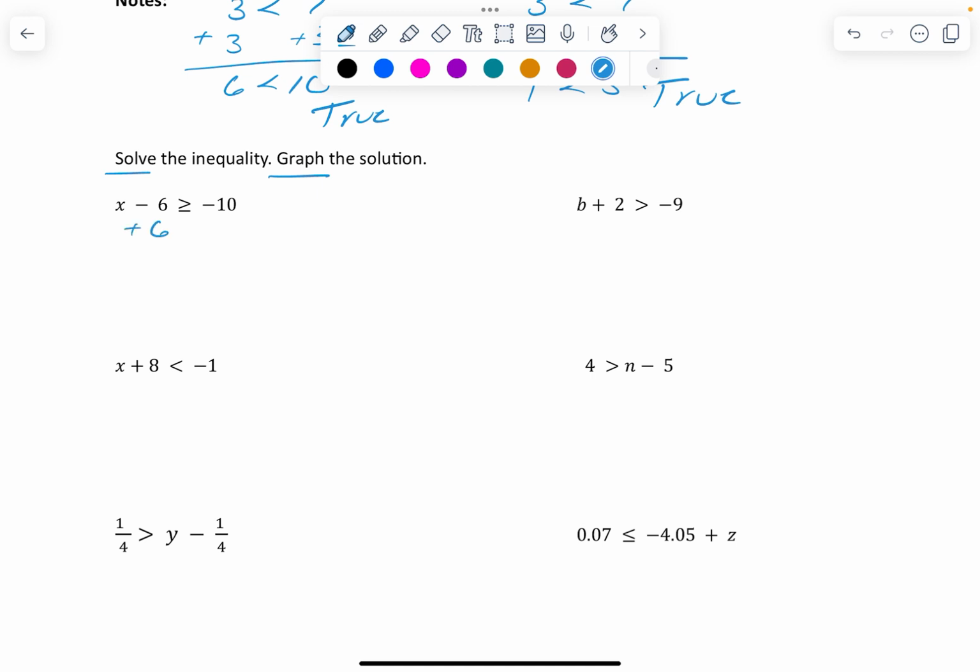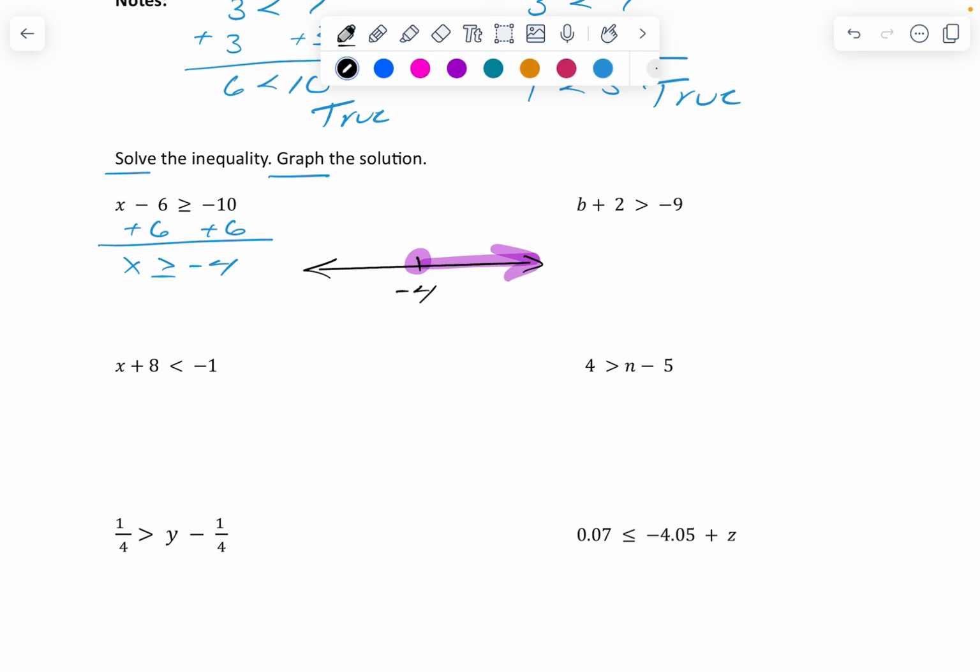So to solve this, we would add 6 to both sides, and we get x greater than or equal to -4. And now we're also going to graph it. I'm not supplying the number lines for you. It's pretty easy to draw a line and just do it. And so here, this is a closed circle, x greater than or equal to -4, and there we go.